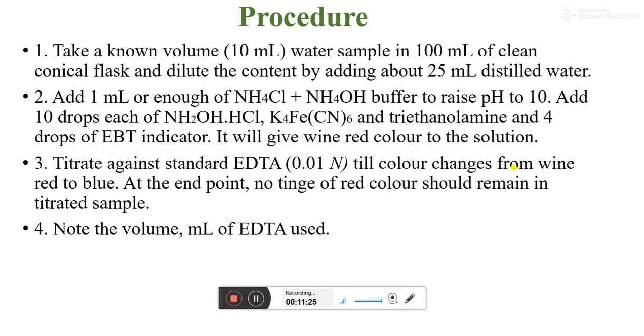The procedure is the same as calcium, but in case of calcium plus magnesium, we have to add 4 drops of EBT indicator instead of Calcon indicator. So it will give wine red color to the solution. So titrate against standard EDTA till the color changes from wine red to blue. Then at the end point, no tinge of red color should remain in the titrated sample. So remember it while we are performing the practical. No tinge of red color should remain in the titrated sample. In the same way, note the volume of EDTA that is required for the titration.